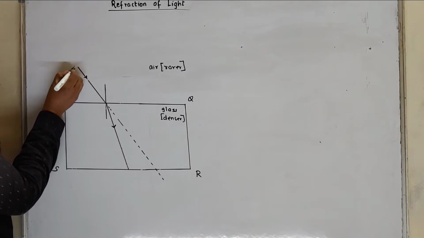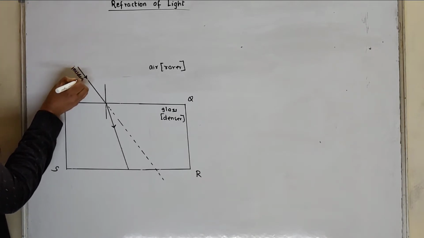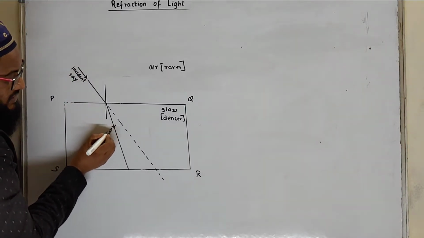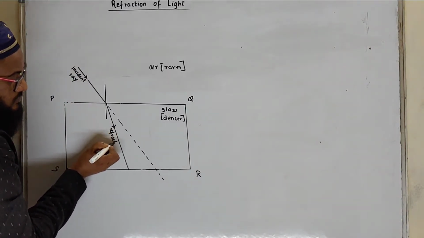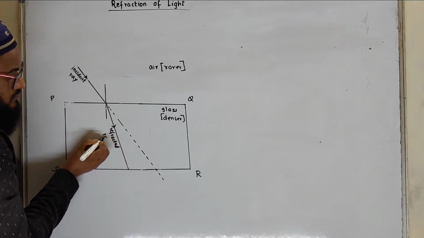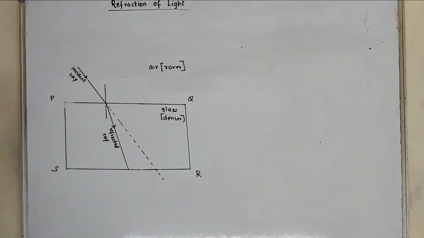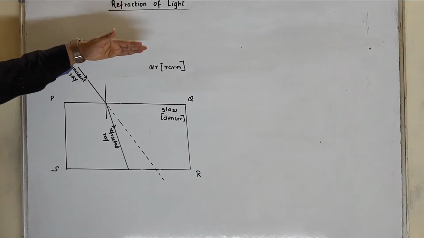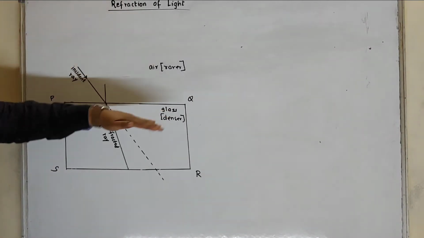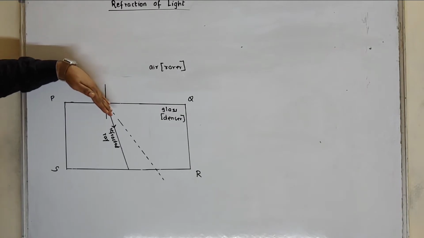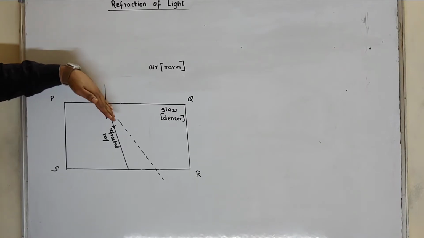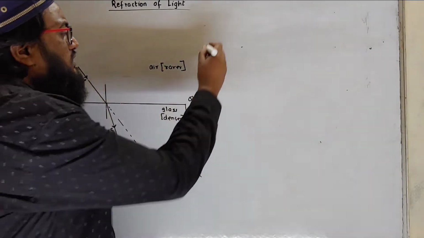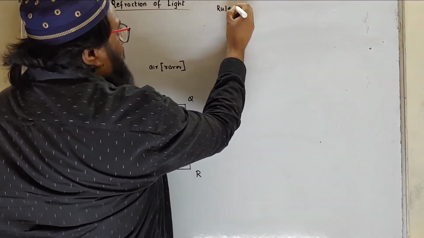This is the incident ray, and this one is the refracted ray. What we can observe here is, when a light ray enters from a rarer medium to a denser medium, the refracted ray, instead of going straight, will bend towards the normal. So this is rule 1. You need to learn the rules.